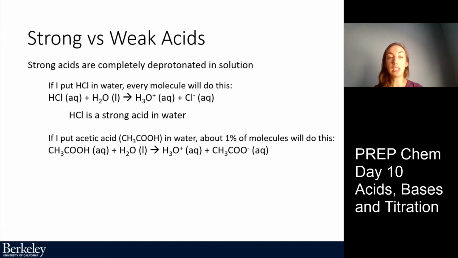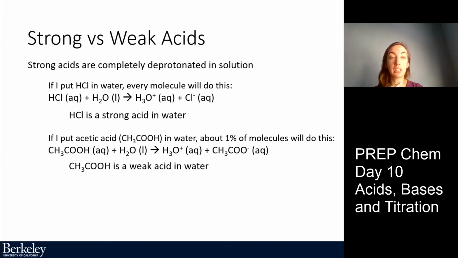But if I put acetic acid, CH3COOH, in water, only about 1% of molecules will undergo that same reaction. I'm showing the reaction here, but only 1% of my CH3COOH molecules will do this. 99% will just keep that last proton. So acetic acid is a weak acid in water. It only gives up some of its protons.